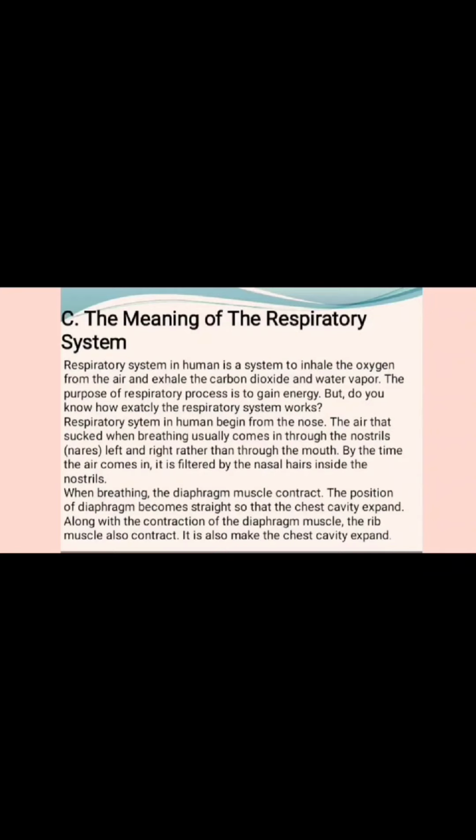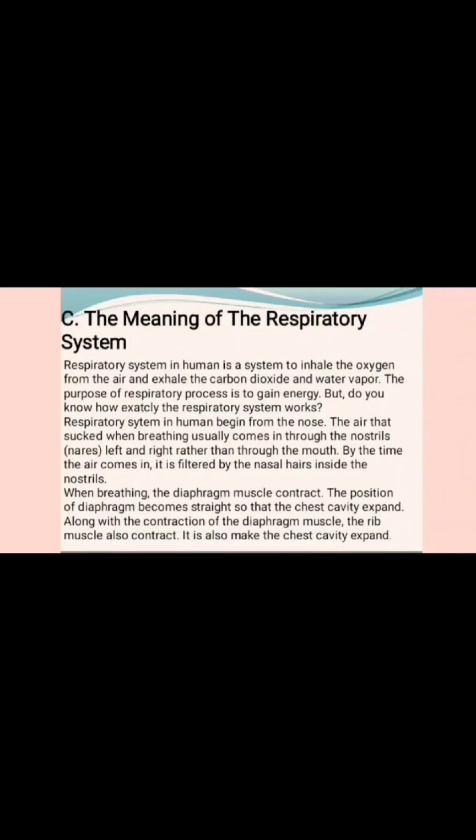Respiratory system in human begins from the nose. The air that circulates when breathing usually comes in through the nostril atau nares, left and right, rather than through the mouth. By the time the air comes in, it is filtered by the nasal hairs inside the nostrils.